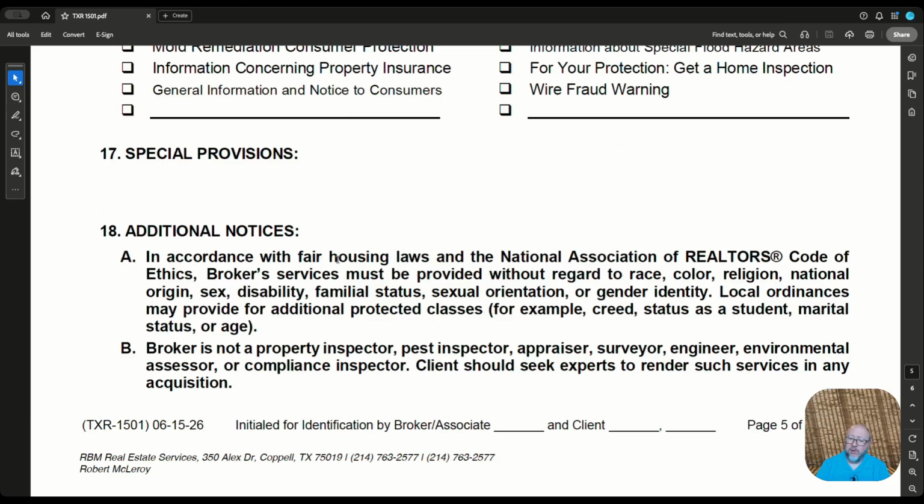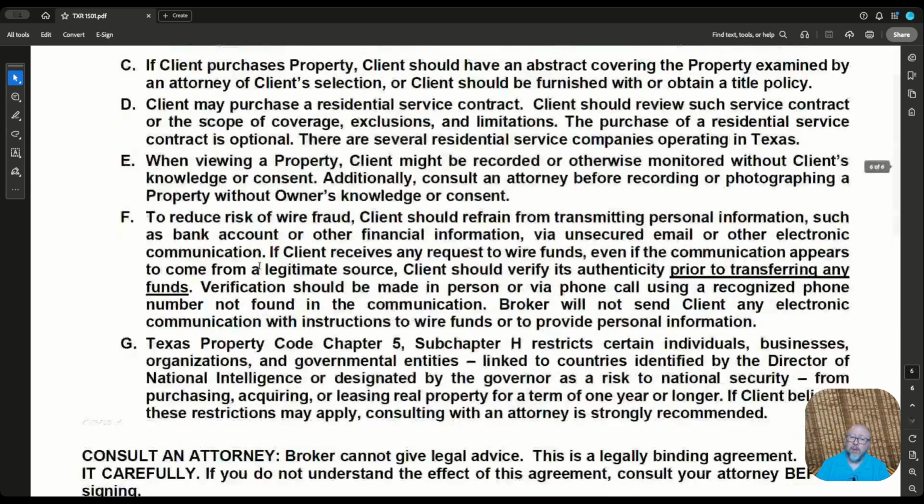All right. This has some additional fair housing law. Again, we're bound by fair housing laws. We're bound by the NAR Code of Ethics as realtors, but that's not specifically stated in the short form agreement. But you're still legally bound by that, and probably should let the client know.